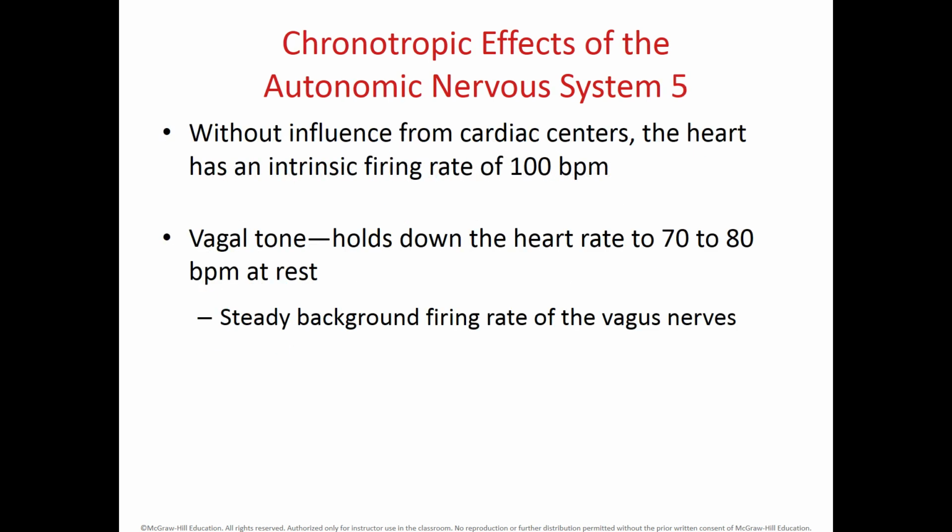So without the influence of the sympathetic system or the parasympathetic system, which are found in the cardiac centers within the medulla oblongata, the heart would have an intrinsic firing rate of 100 beats per minute. Why? Because the SA node will send the signals for the heart to contract 100 beats per minute. And then we have this vagal tone that decreases the heart rate to 70 to 80 beats per minute.